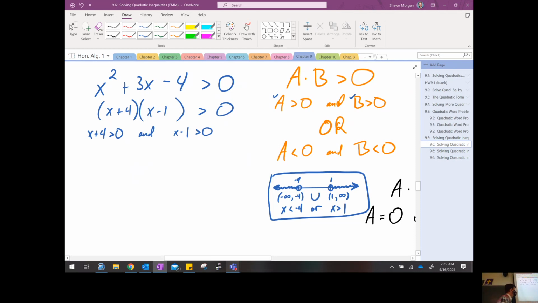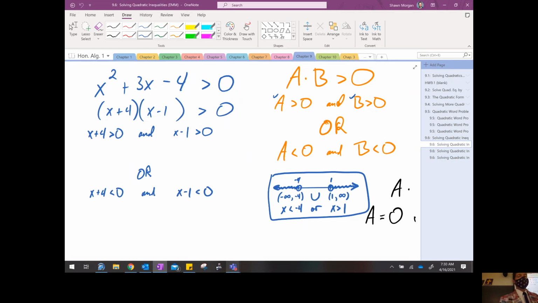So we're going to say x plus 4 is greater than 0, and x minus 1 is greater than 0. So in other words, both factors have to be positive, or what, Lewis? Yeah, so or x plus 4 is less than 0, and at the same time x minus 1 is less than 0.